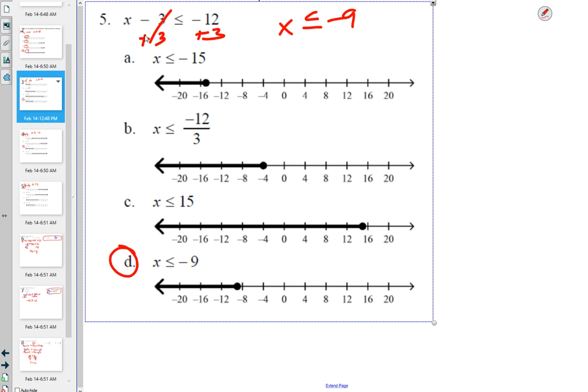Are there any other questions on the quiz that I did? Yes. Number 9? I didn't do 9? No, I did not. Okay.